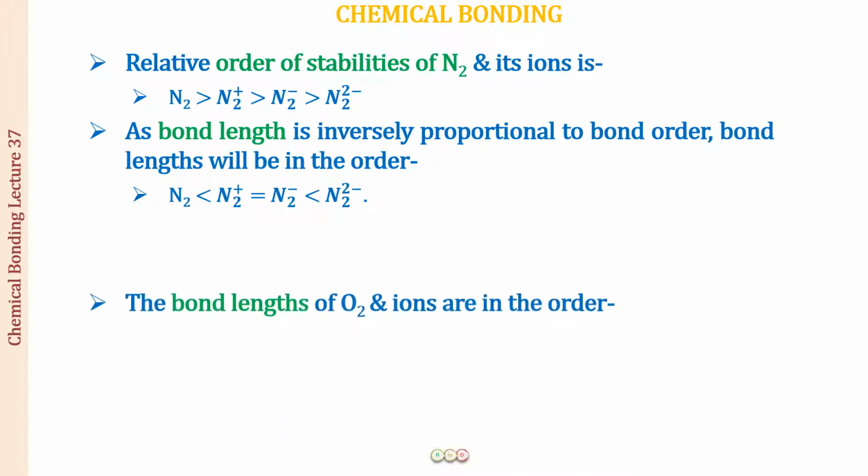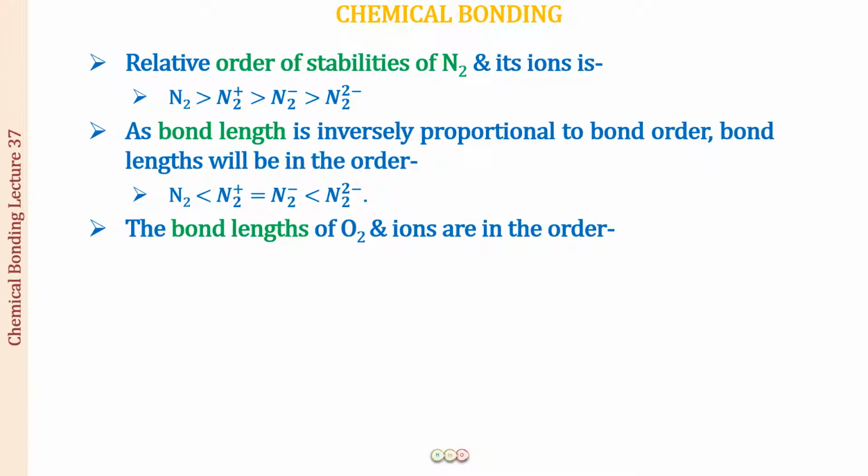Okay. Next, let us see for oxygen and its ions. So again, the trend is going to be the same. More is going to be the bond order, shorter is going to be the bond length. So you are going to get this order this way: O2 2-negative will be the longest bond length, then O2 negative, then O2, and then O2 positive.